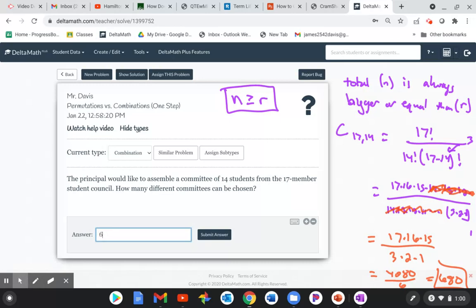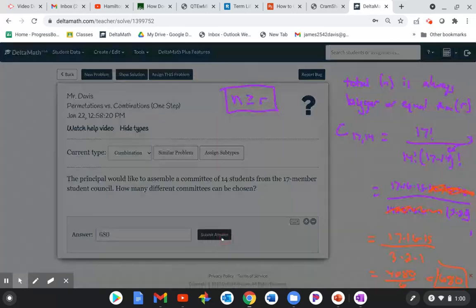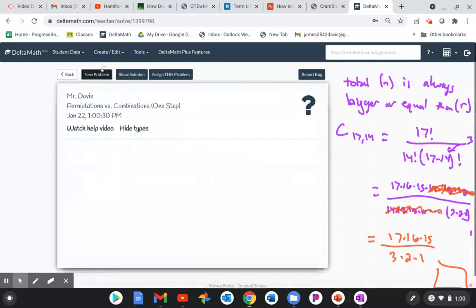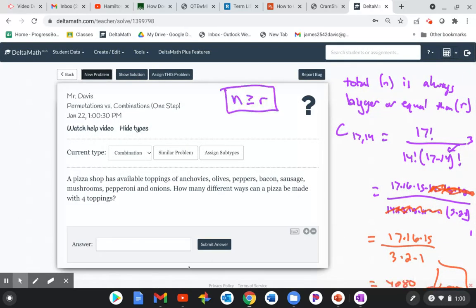All right, I think we will stop there. Remember, you can always check these on your calculator. Just pay attention to whether it's permutation or combination, and good luck from there.